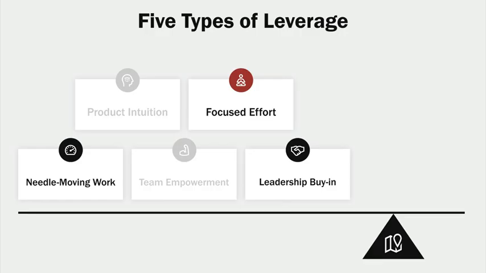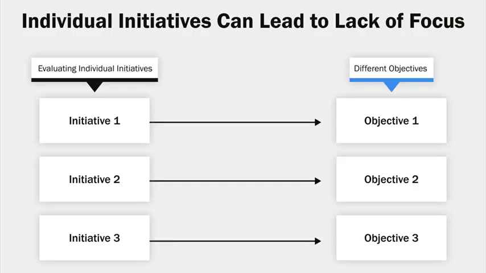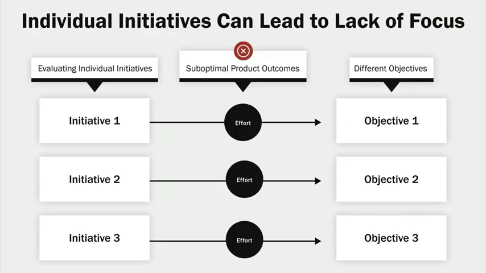The second risk of RICE and voting-based approaches is that they often end up creating unfocused roadmaps, losing a key source of leverage. Rice and voting approaches are often evaluating initiatives at an individual level. As a result, they may end up prioritizing a list of initiatives that are individually impactful, but may not cleanly work towards accomplishing the same objective. Scattering effort like this leads to suboptimal product outcomes.